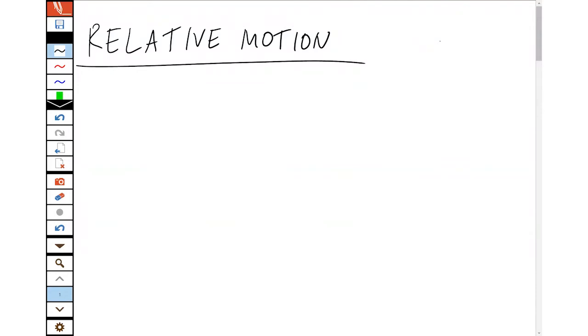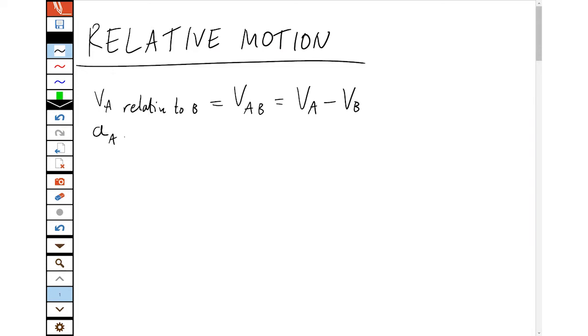The first is mathematical, and we can just specify it right at the start. The velocity of A relative to B is the velocity of A minus the velocity of B. And likewise for acceleration, the acceleration of A relative to B is just the acceleration of A minus the acceleration of B.